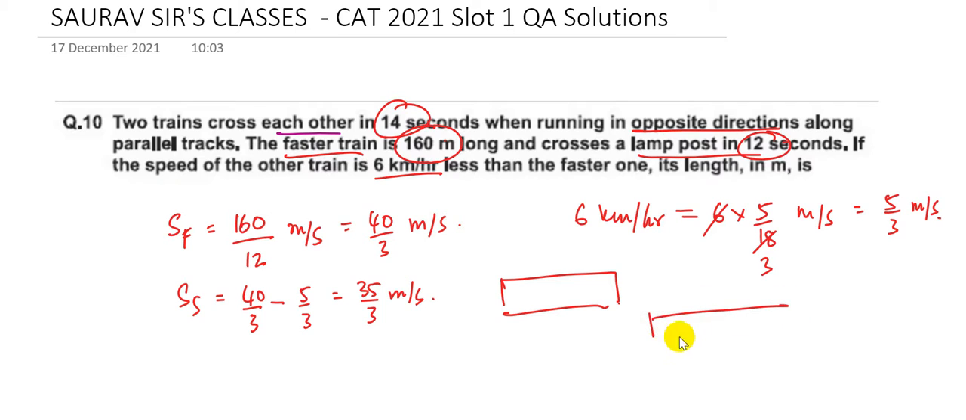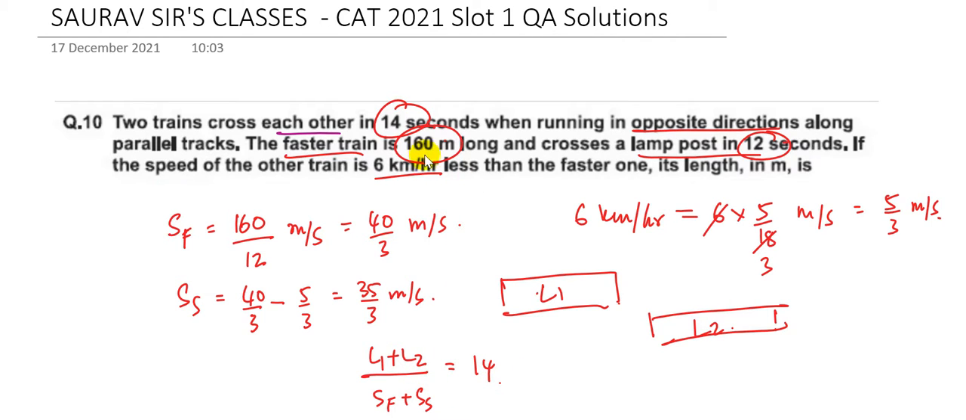So when the two trains have to cross each other, suppose this is the faster train which has length L1 and this has length L2. The total distance that the trains have to cover in order to cross each other would be L1 plus L2, divided by the relative speed, which would be the sum of the two speeds, SF plus SS. This is the time taken to cross each other, that would be 14 seconds.